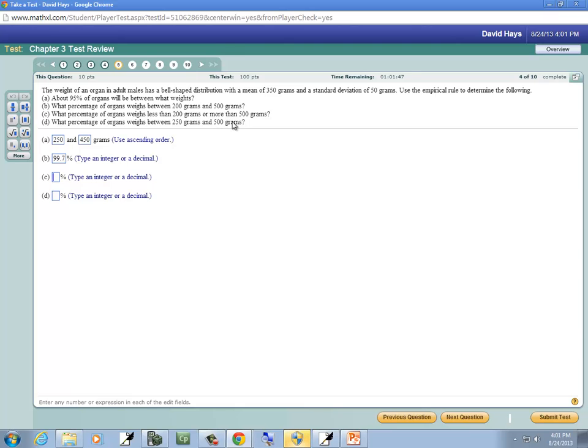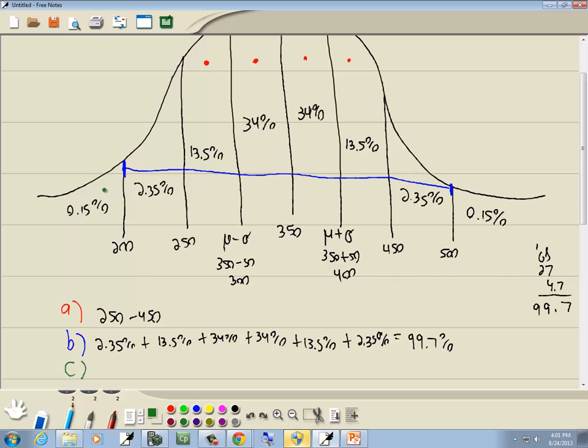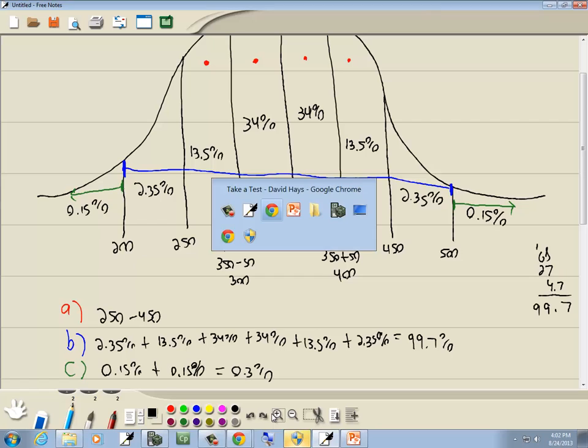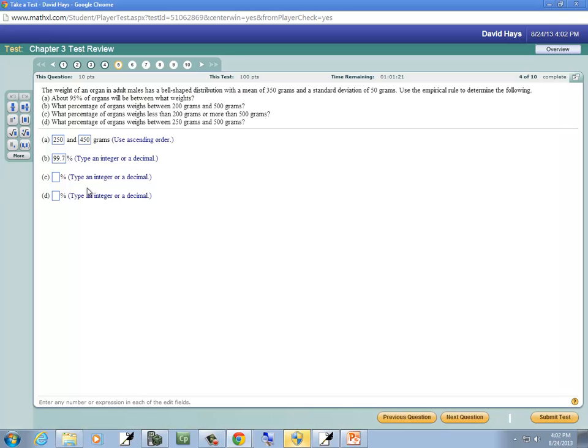Now C says, what percentage of organs weigh less than 200 and more than 500? Less than 200. So that would be all this over here, and more than 500 would be this over here. Well, that would be your 0.15% plus the 0.15%, which we just said, 0.3%. Okay, so that's going to be 0.3.